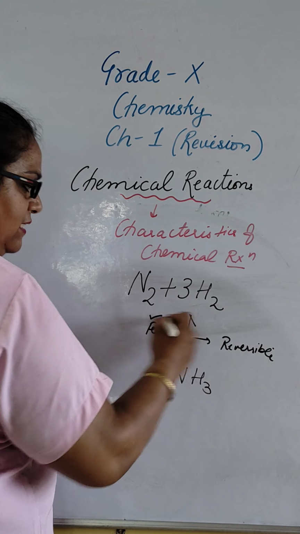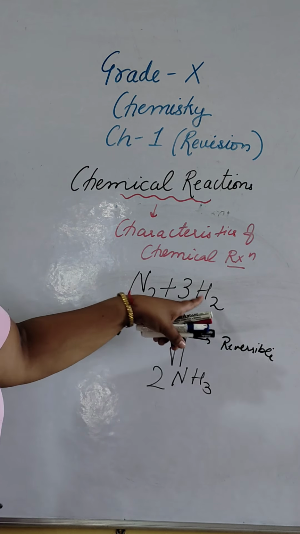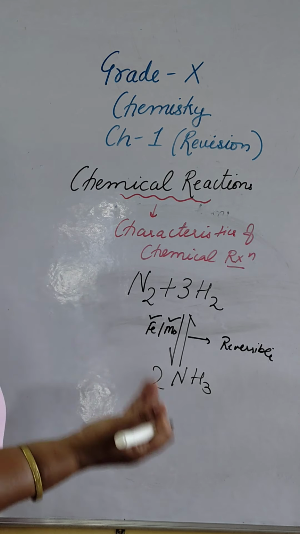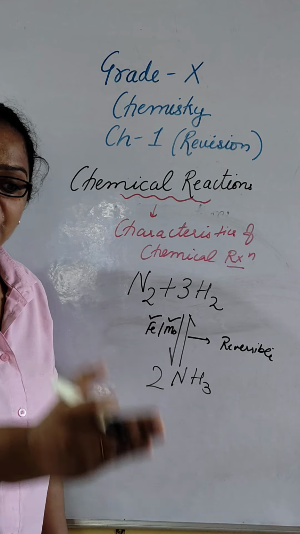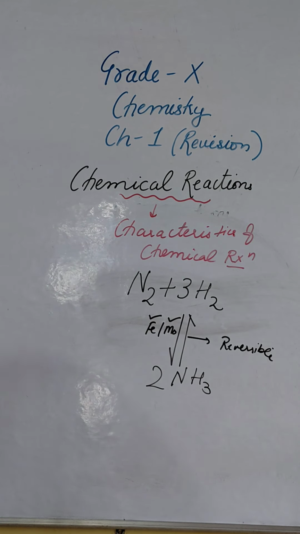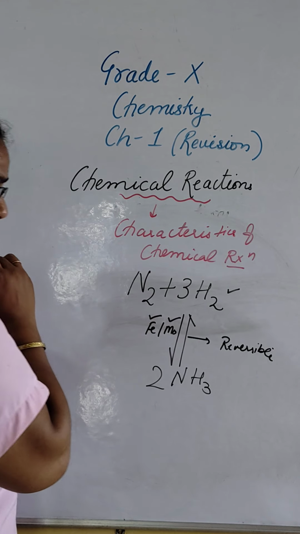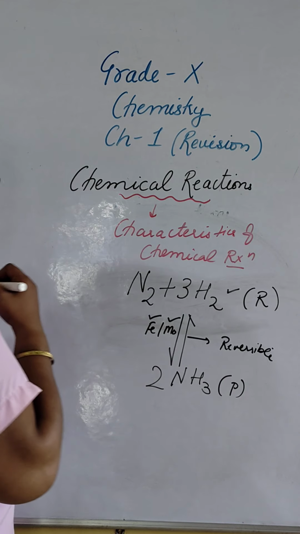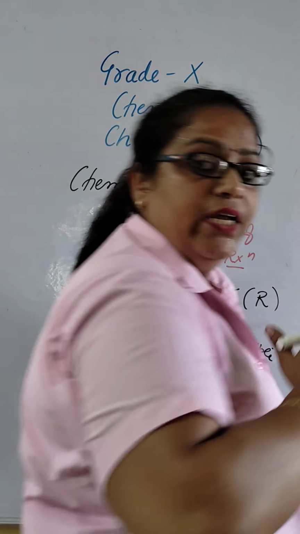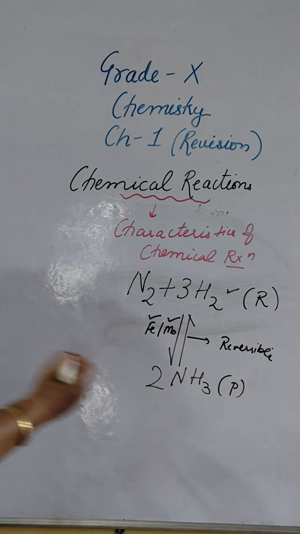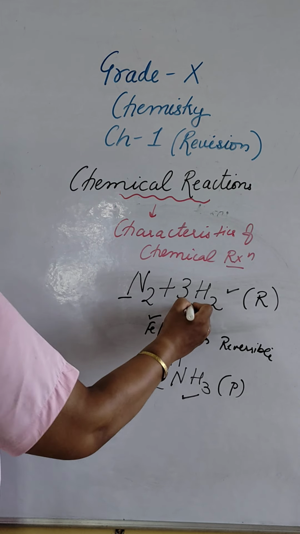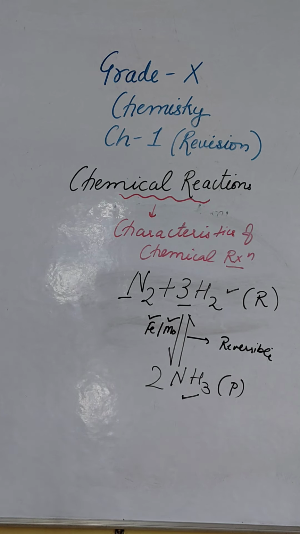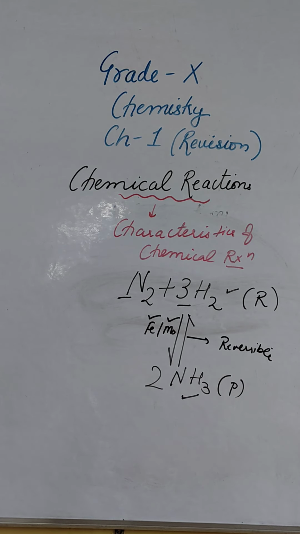Here there is a catalyst and a promoter, which means this reaction can proceed in both directions, forward and backward. For the forward direction, these are your reactants and this is your product. For the backward direction, this is your reactant and these are your products. So it depends on the nature of the reaction which one is reactant and which one is product.